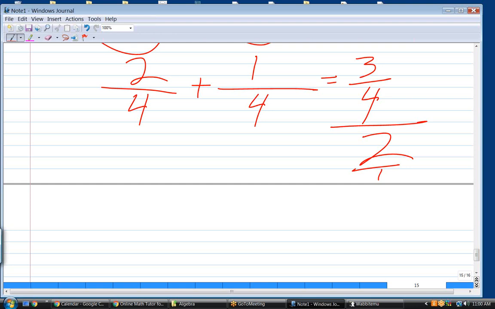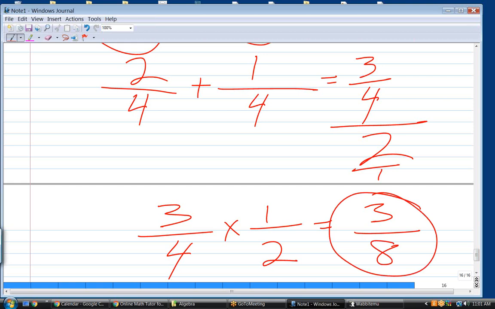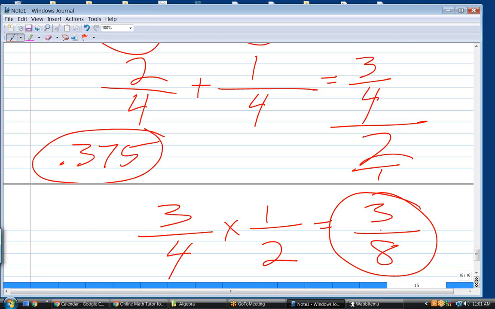Remember, you flip the denominator and multiply. So this problem becomes 3/4 times 1 over 2, which is 3/8. Okay. That's the answer. Now, if you tried to do this completely from the start on a calculator, you would get this number. And the question is, would you know that that is the same as 3/8? I don't know if you would know that or not.